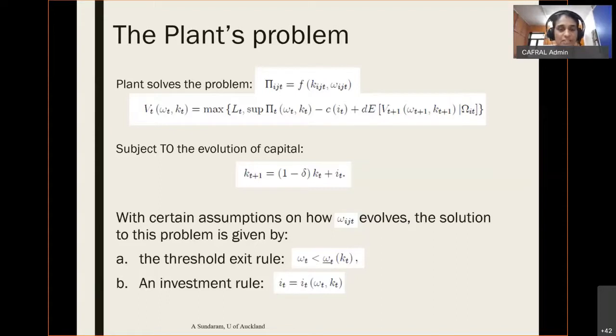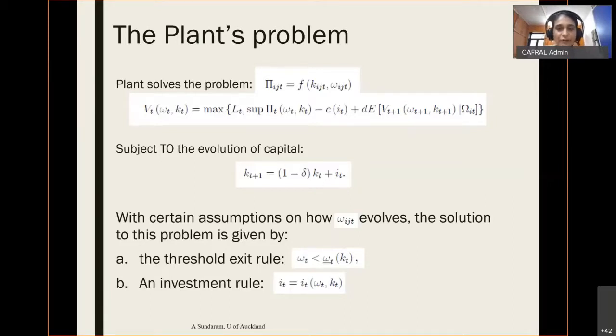So what Pavcnik does is she starts with this profit maximization, right? The problem for the firm. And she argues that capital evolves in the following way. So this equation here is the evolution of capital. And it says that the capital stock of the firm in period T plus 1 is just the capital that it starts out with, minus depreciation, plus the investment.